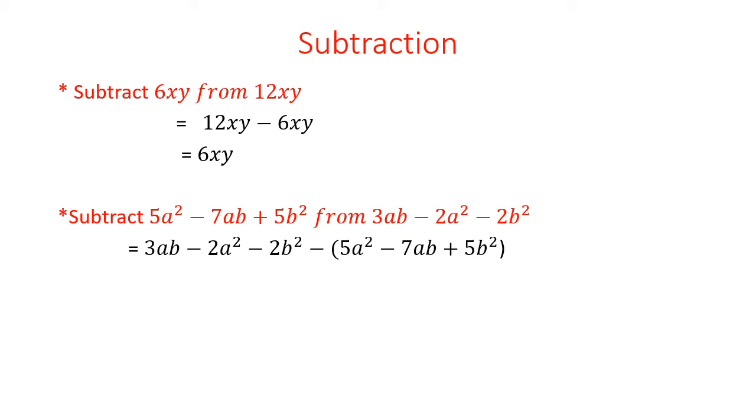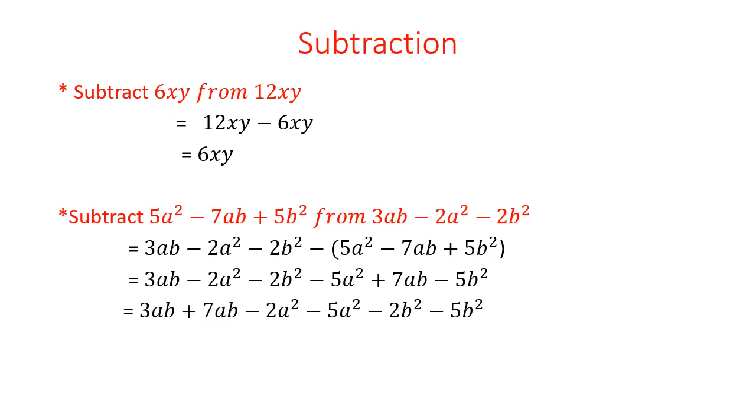Then we want to multiply the minus inside the bracket. Okay. So we will get 3ab minus 2a square minus 2b square, minus into plus is minus, so minus 5a square, again minus into minus is plus 7ab, then again minus into plus is minus 5b square. So we multiplied the minus inside. Okay, then we need to arrange the like terms.